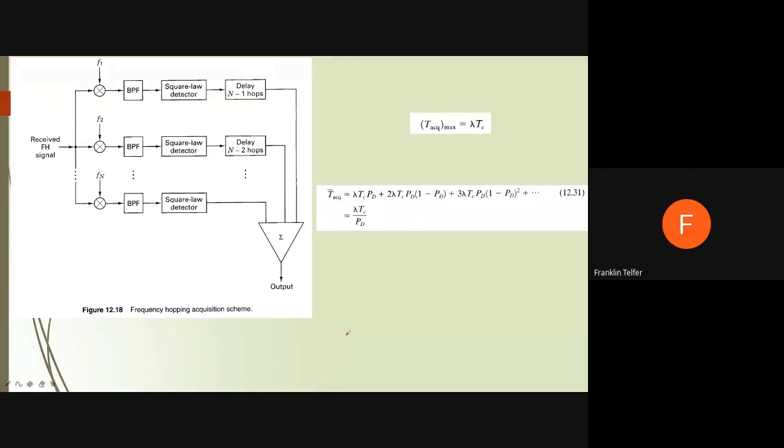So here we use a delay. There is an input signal coming from the transmitter, and there is a delay element with respect to frequency. There is a band pass filter, a square law detector, and a delay element, n minus one halves, n minus two halves. There is a summator, and there is an output.